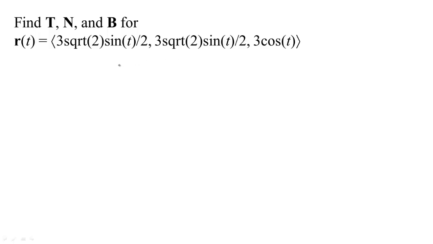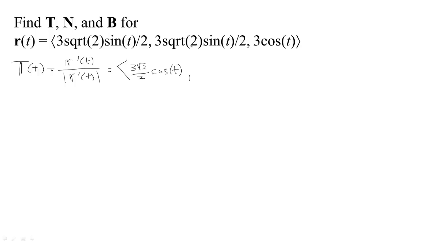We want to find T, N, and B for this planar curve. So we'll calculate T. To find T, we take the velocity divided by the speed. So the velocity, let's see, this is 3 root 2 over 2 times sine t. The derivative of sine t is cosine t. So we get 3 root 2 over 2 cosine t.